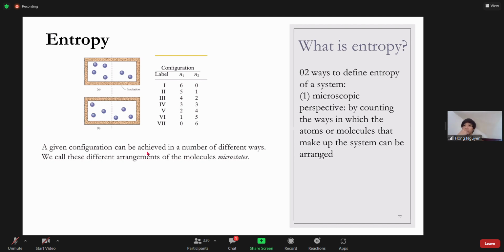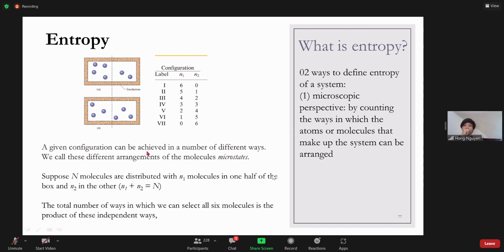Okay, is it okay here? We can continue. Each arrangement, like I said, we call a microstate. If we use a little bit of mathematics, we have the total number of ways in which we can select all 6 molecules, the product of these independent ways. In other words, it is the factorial of 6. This is a little bit of statistics. I don't know if you already studied the basics of statistics.